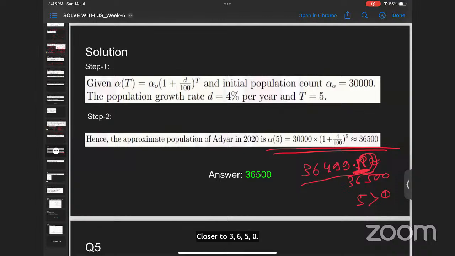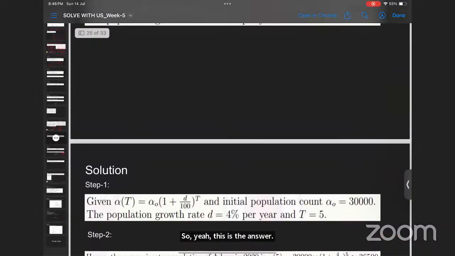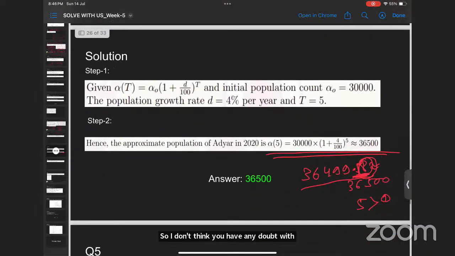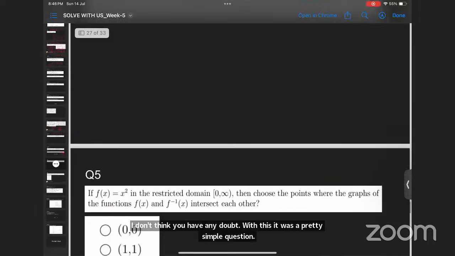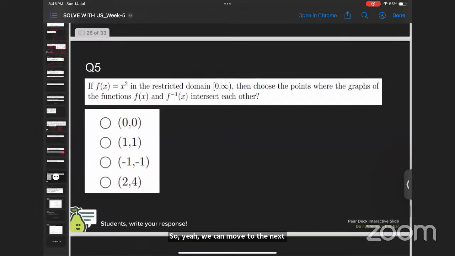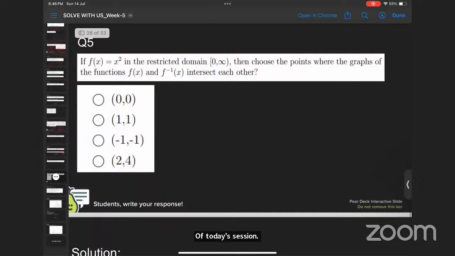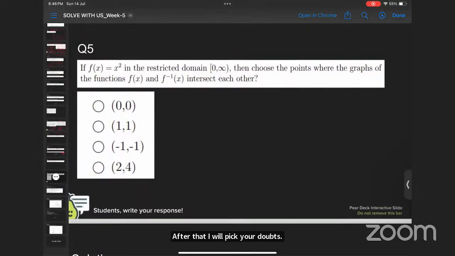So I don't think you have any doubt with this. It was a pretty simple question. So yeah, we can move to the next question, right? The fifth question, and this is probably the last question of today's session. After that, I will pick your doubts. So yeah, try to solve this question. Write your answer on the chat box.